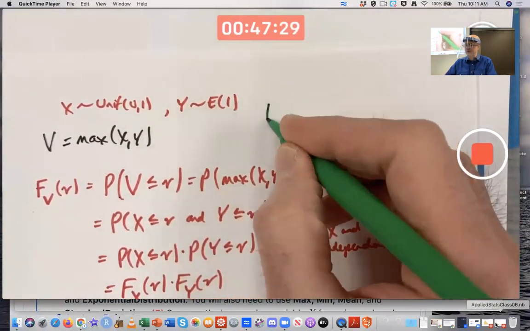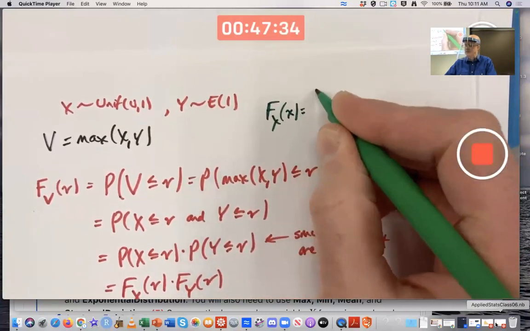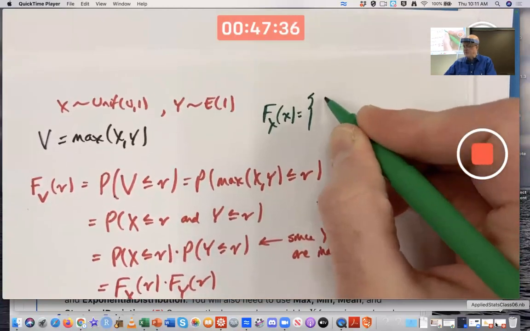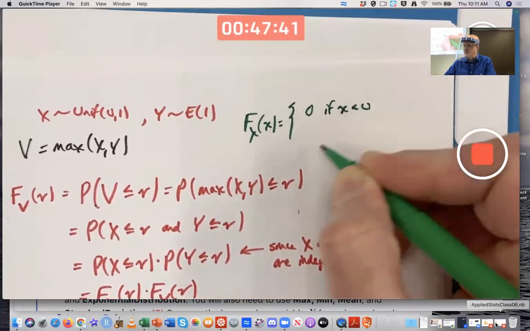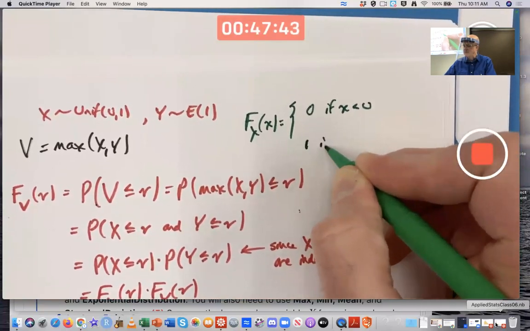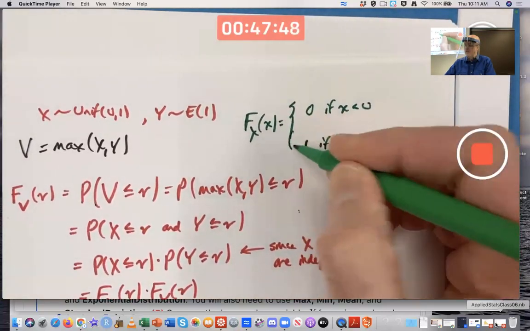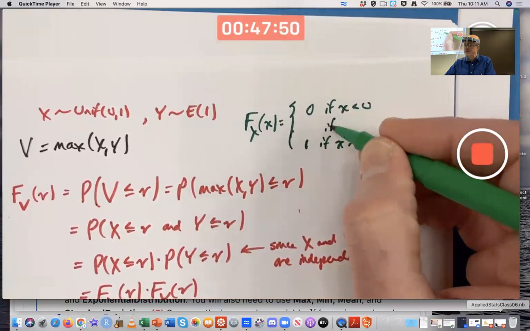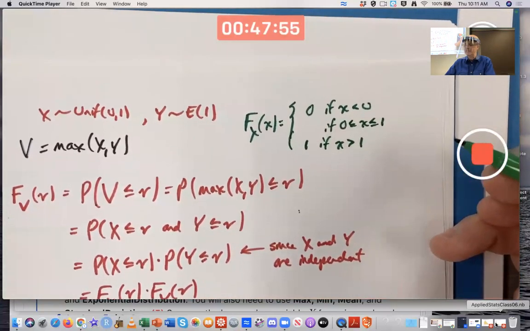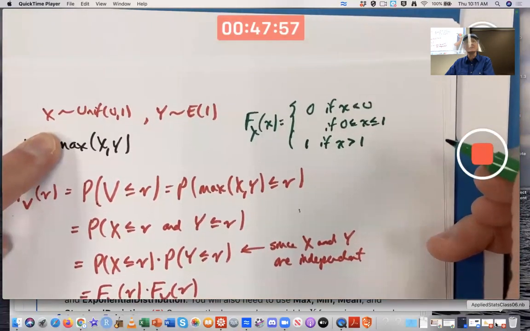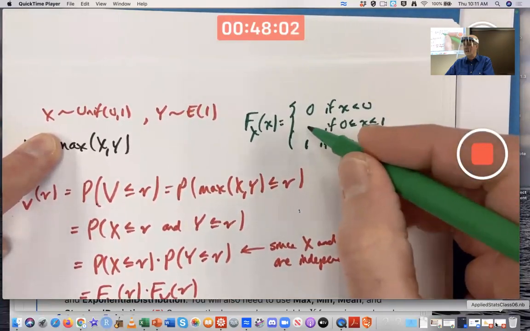All right, capital F sub x, I'll use a little x here, is, well, if I want to be fully thorough here, 0 if x is less than 0, and 1 if x is greater than 1, and something else if x is between 0 and 1. What is the something else? For the CDF of a uniform 0, 1, it's very simple. X.